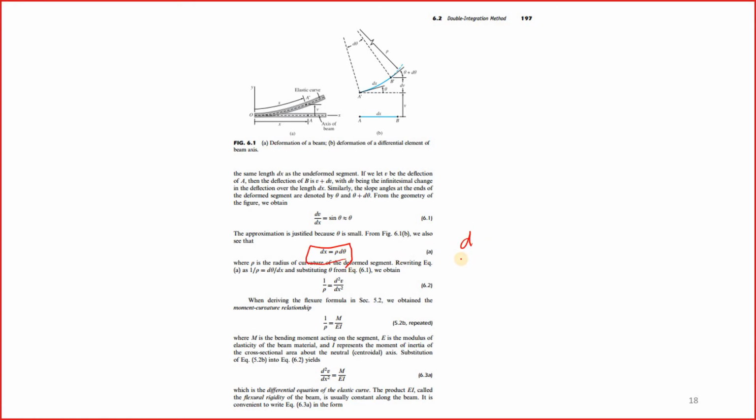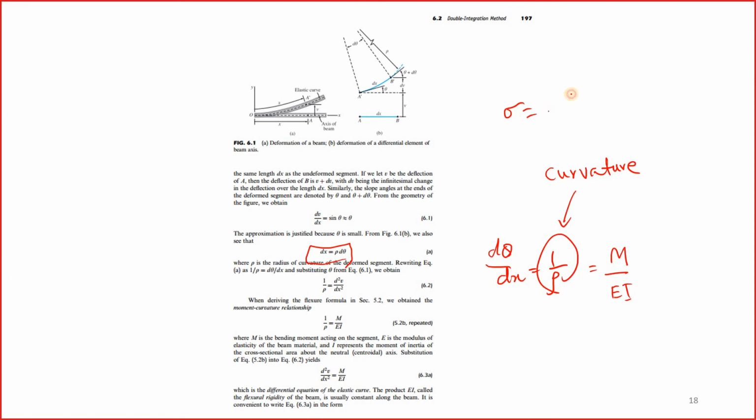You can write this down as d theta by dx equal... not like this. You can write it down like d theta by dx equal to 1 over rho. Now 1 over rho is curvature. Rho is the radius of curvature, and 1 over rho is curvature. You have proved that this 1 over rho is equal to M over EI. This is what we have done when deriving the bending formula, the flexure formula.